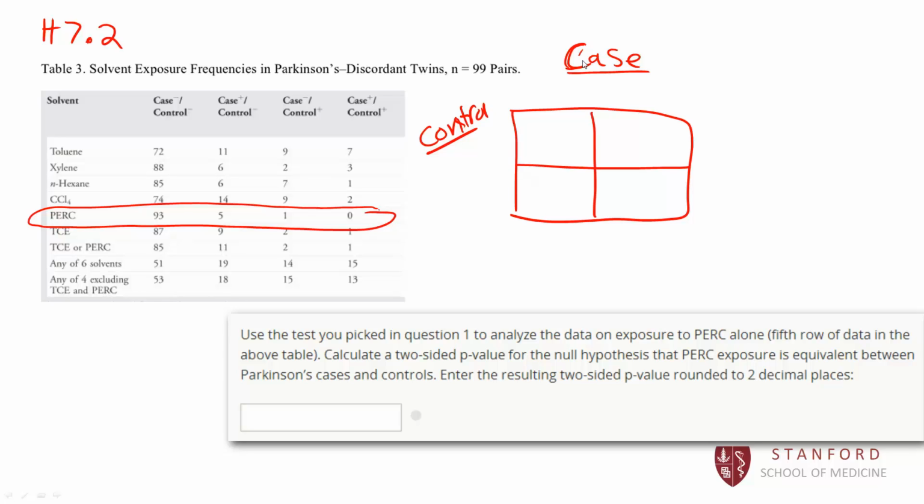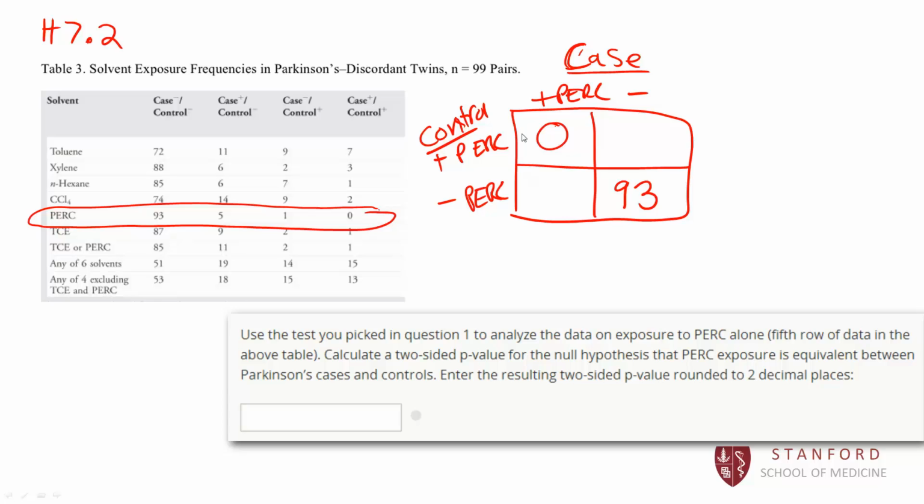So what we're looking at here is you were either exposed to PERC or you weren't. And for some of the pairs, both were exposed, for some both were not exposed. Others, there was a discordance. It turns out that the majority were not exposed. So we had 93 pairs where neither the case nor the control was exposed. There weren't any pairs where both case and control were exposed.